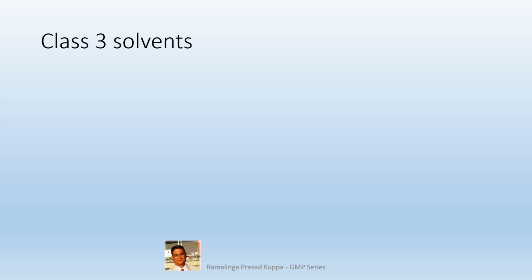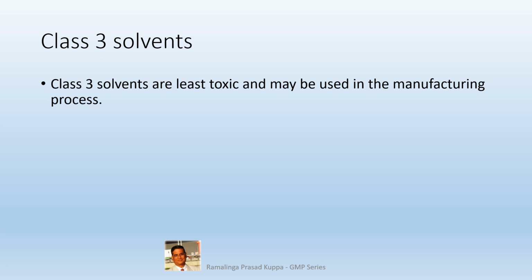Let us see how class 3 solvents are handled. Class 3 solvents are least toxic and may be used in the manufacturing process. Relatively, the toxicity of class 3 solvents is much lower than class 1 and class 2 solvents. So, less toxic, less problems in controlling the impurities.